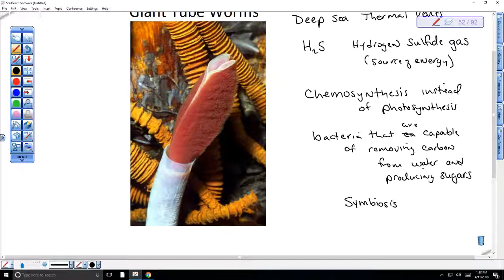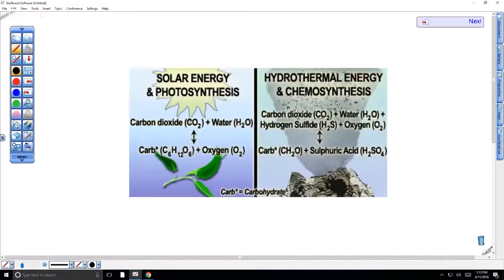We talked about other examples of mutualistic symbiosis, like for example, in the coral, where we have zooxanthellae or algae that live inside of the coral polyps. So this is photosynthesis. This is chemosynthesis. And so instead of sunlight as the source of energy, they combine carbon dioxide, water, hydrogen sulfide gas, and oxygen. And then this produces sugars or carbohydrates. Okay. So instead of light energy, it is the hydrogen sulfide gas that is the form of energy.